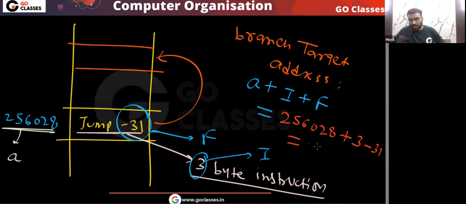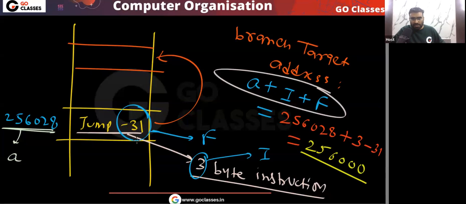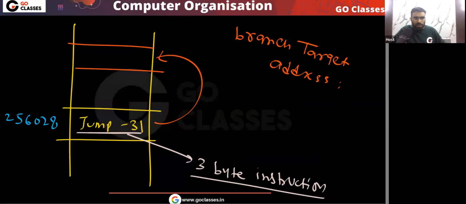Basically you are adding 28 and subtracting 31, so that will be 256000. Yes or no? 256000. So this is the formula you are applying. If you apply the formula, this is the answer you will get. But without the formula, what will happen?